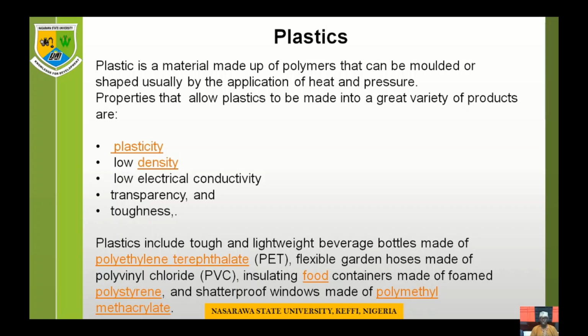Plastics include tough and lightweight beverage bottles made of polyethylene terephthalate (PET), flexible garden hoses made of polyvinyl chloride (PVC), insulating food containers made of foamed polystyrene, and shatterproof windows made of polymethyl methacrylate.